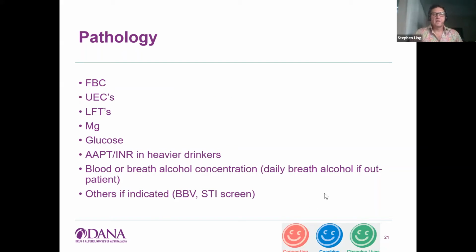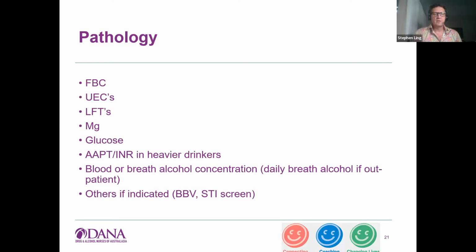In terms of pathology, and I'll stick very clearly with the specific pathology that I rely on when assessing someone for alcohol use, I would be looking at a full blood count at the very least. I'll be looking at their UECs and liver function tests. I would also consider magnesium levels. Patients who drink alcohol are often deficient in magnesium as a result of decreased oral intake, decreased absorption, and increased renal excretion. A blood glucose level can be useful.